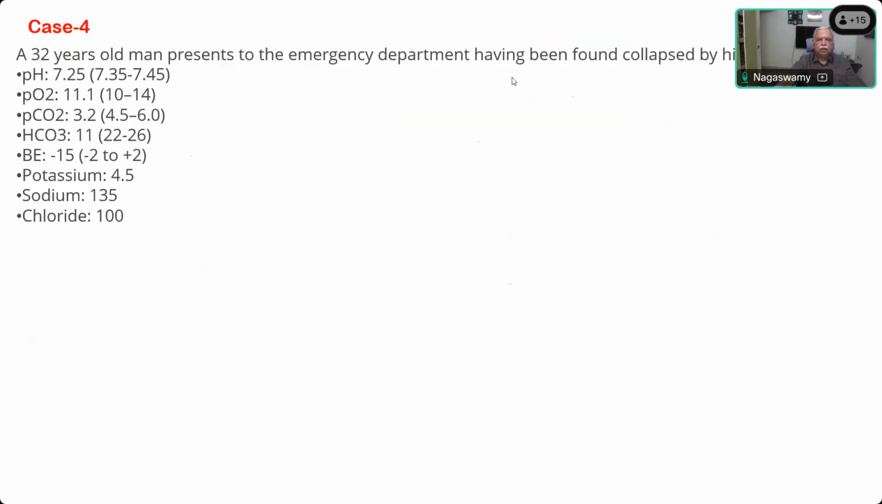A 32-year-old man presents to the emergency department having been found collapsed by his girlfriend. The pH is 7.25, acidotic. PCO2 is low. Bicarb is low, and base excess is -5. Potassium 4.5, sodium 135, chloride 100. Severe metabolic acidosis: bicarb is so low and pH is also low, and there is a washout of CO2. So let us look at the anion gap in this case.